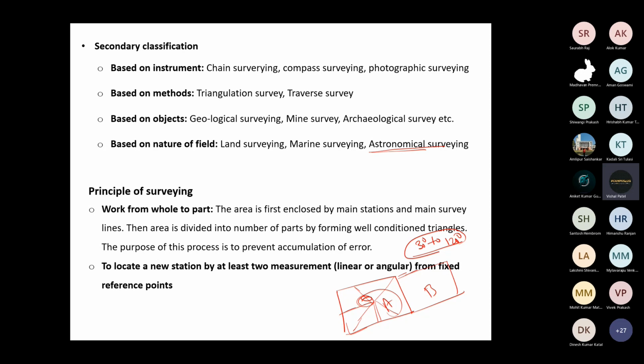The new station which we are measuring. So for that we want at least 2 measurements. Why? One will not be enough. So only distance cannot probably tell us, we want to be sure. Yes.